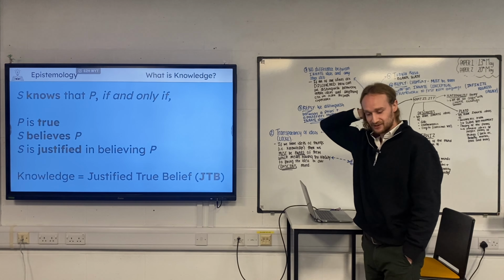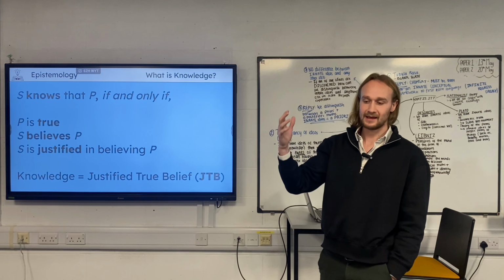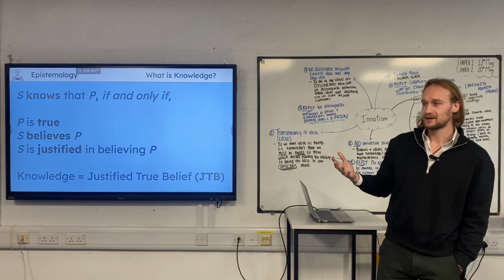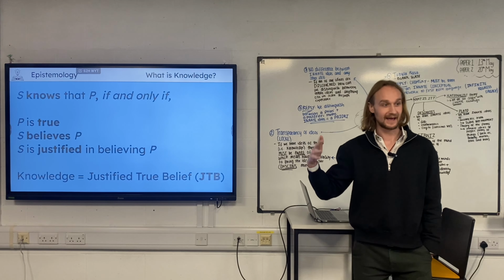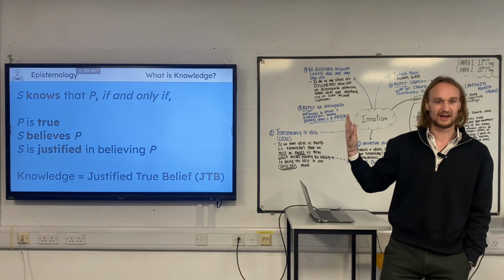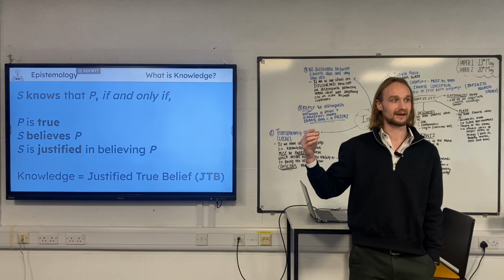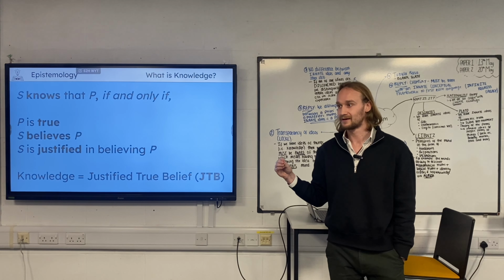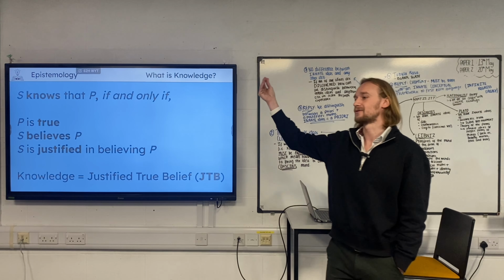The justification bit's quite important, because it's not good enough just to have a true belief. You can't just have a lucky true belief, like a guess. You believe it's true, it is true, but you haven't really reasoned or anything. You've got no real reason for why you believe it's true. You've just sort of picked it out of thin air. And I believe this thing and it happens to be true. We don't want to consider that knowledge.